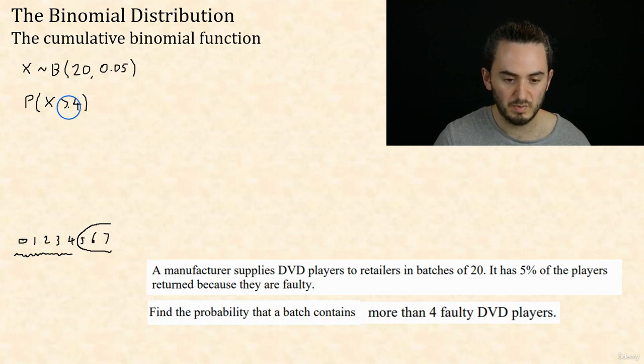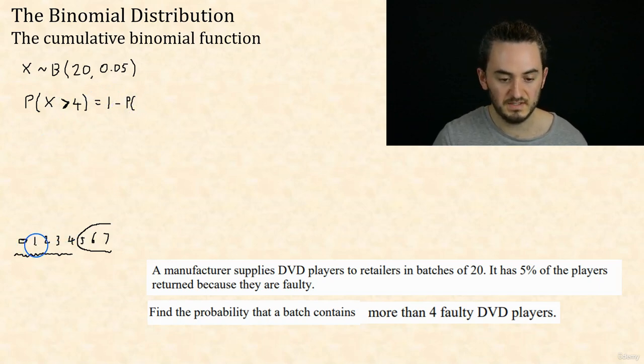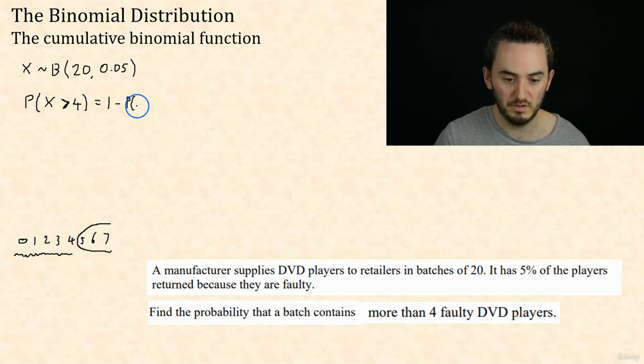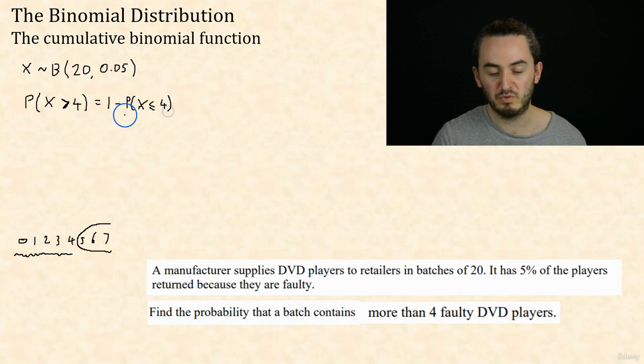So what I can say is the probability that x is more than 4 is 1 minus the probability of the stuff I don't want. And the stuff I don't want is less than or equal to 4. So I've turned my more than problem into a less than or equal to problem.